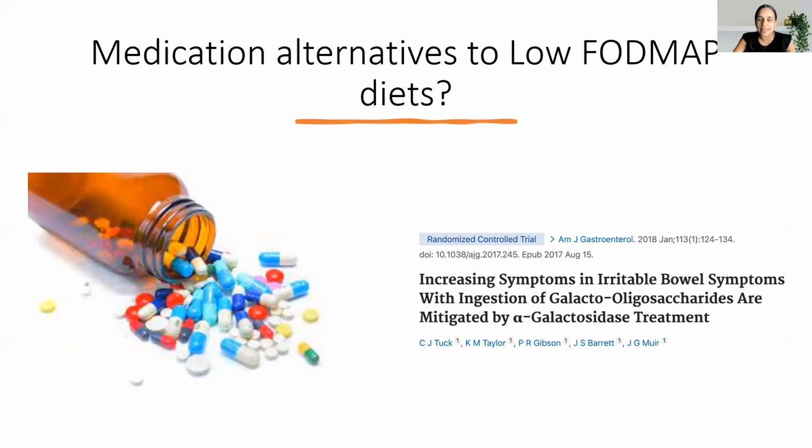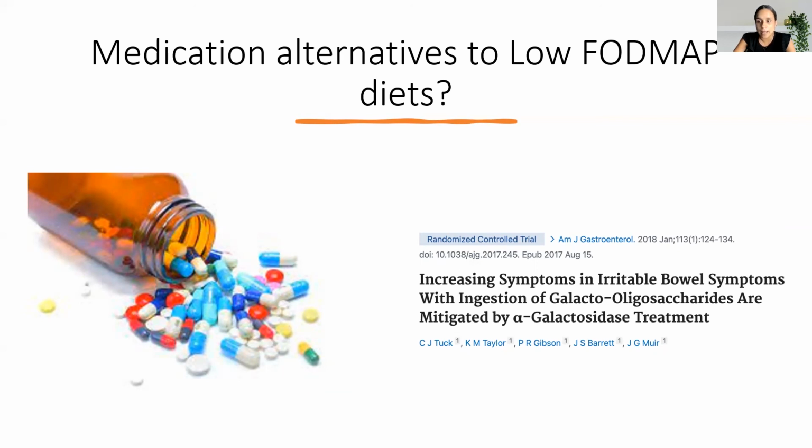Medications. Can we do anything else besides use a low FODMAP diet? Enzymatic supplementation has also been used for other malabsorbed carbohydrates. In adults with fructose malabsorption, the addition of xylose isomerase during a fructose challenge decreased breath hydrogen production and symptoms. In adults with IBS who were sensitive to galactans, co-ingesting alpha galactosidase improved their GI symptoms.